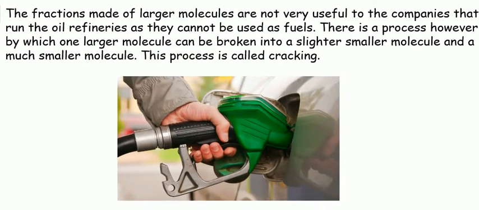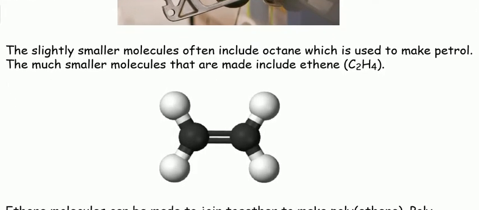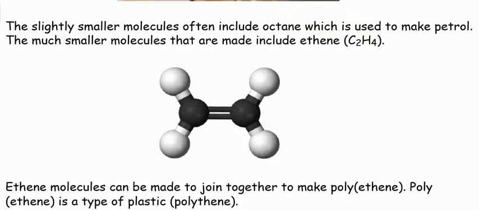The fractions made of larger molecules are not very useful to the companies that run the oil refineries as they cannot be used as fuels. There is a process, however, by which one larger molecule can be broken into a slightly smaller molecule and a much smaller molecule. This process is called cracking. The slightly smaller molecules often include octane, which is used to make petrol. The much smaller molecules that are made include ethene, C2H4.